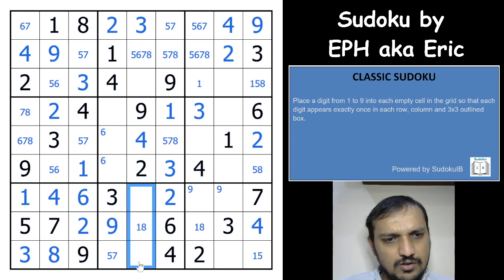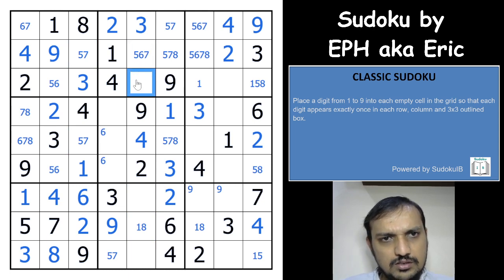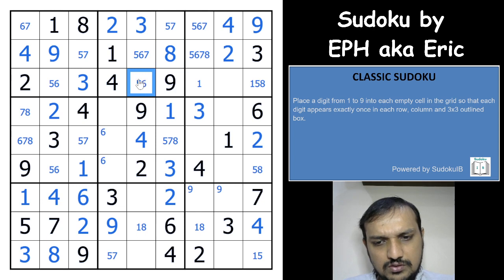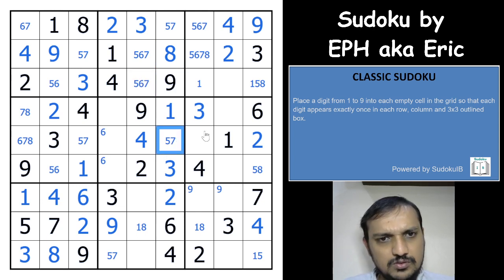Okay, 8 is in one of these two cells, right? So this cell cannot be an 8. Neither can this cell be an 8. So this is an 8 here. Nice. So this is 5, 6 and 7. You remove 8 from this cell.